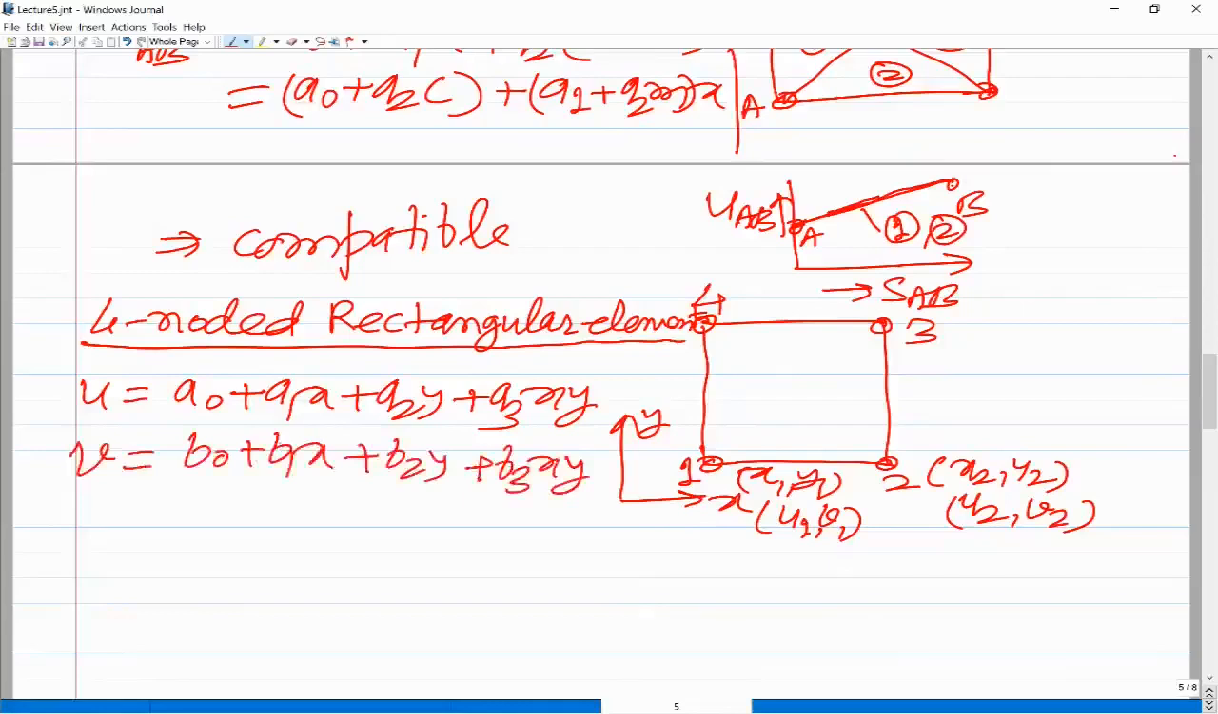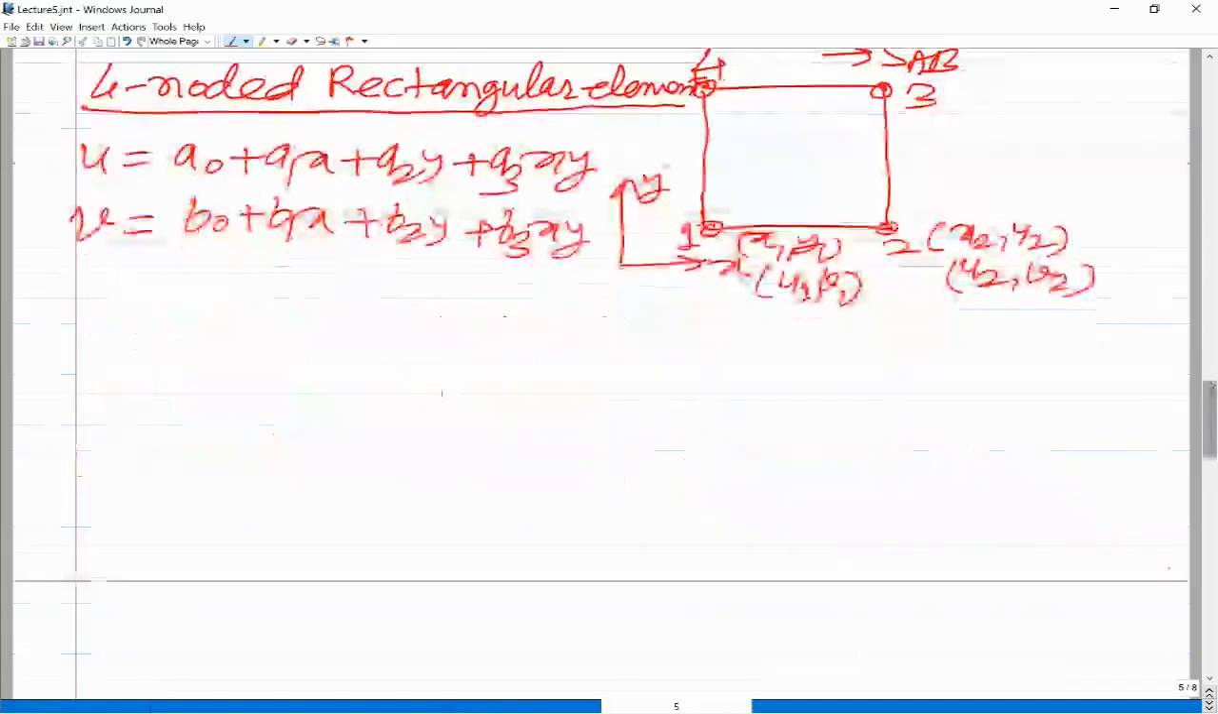And of course again, you express a0, a1, a2, a3 in terms of u1, u2, u3, u4, and b0, b1, b2, b3 in terms of v1, v2, v3, v4, and then put the approximate solution in the integral functional and get the element level governing equation. So let's check the compatibility condition.